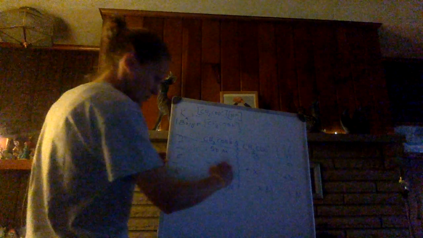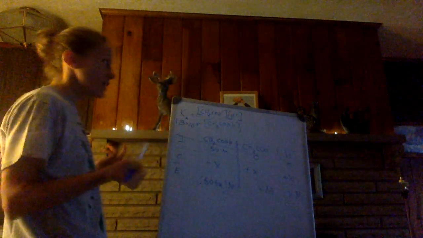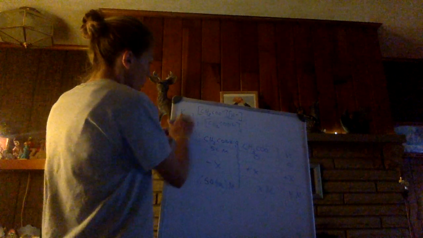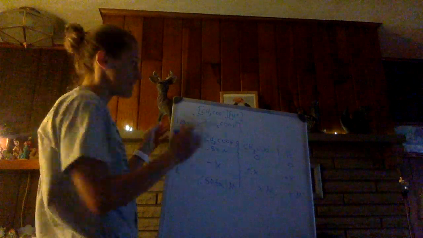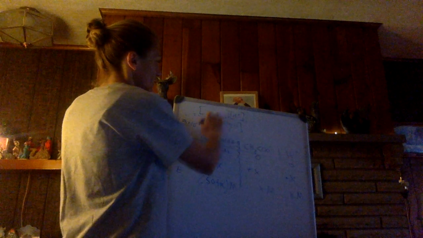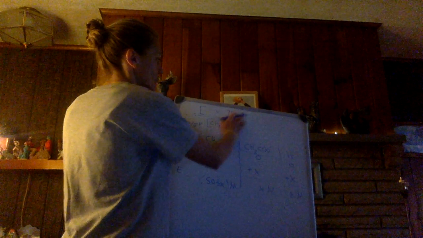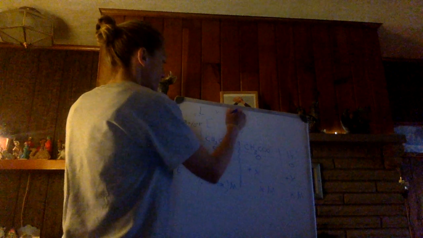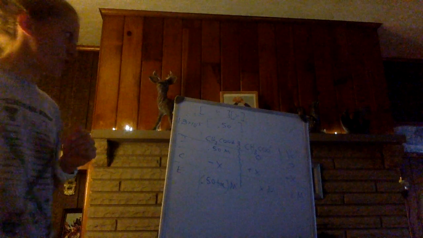So guess what I'm doing? Yeah, he's gone. So my equation then is going to be instead 1.8 times 10 to the negative fifth equals X times X over 0.50. Check out that laziness. I just turned that into my equation.